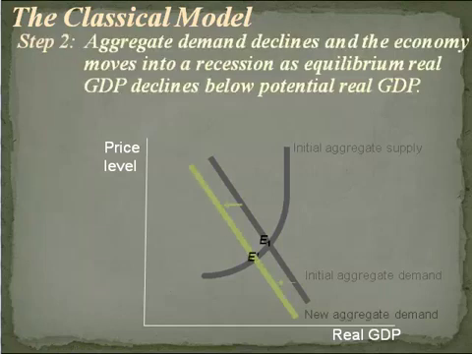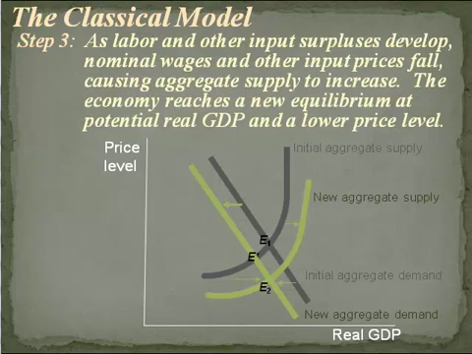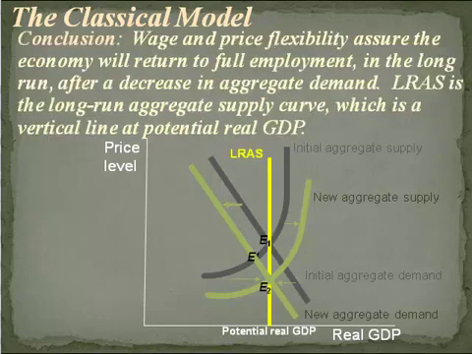So, if there was a decrease in aggregate demand, there would be downward pressure on labor and all input prices, which would increase aggregate supply, and in doing so, it would bring the market back to equilibrium at the level of potential real GDP. Thus, the long-run aggregate supply curve is vertical.